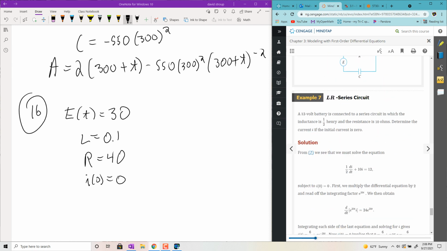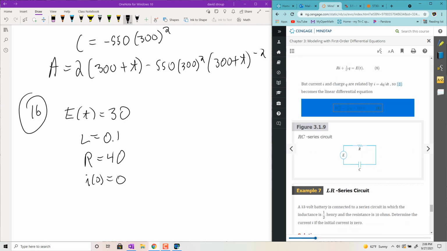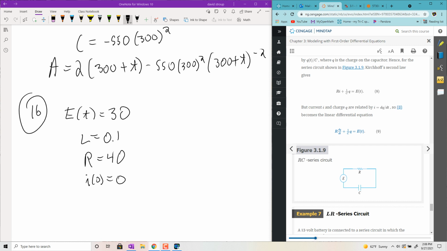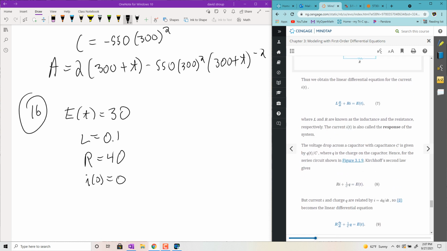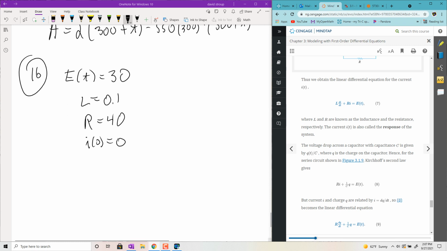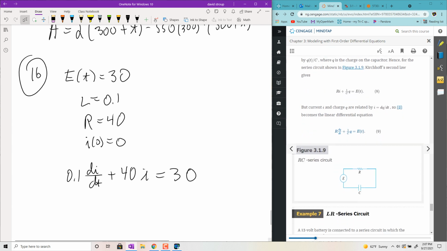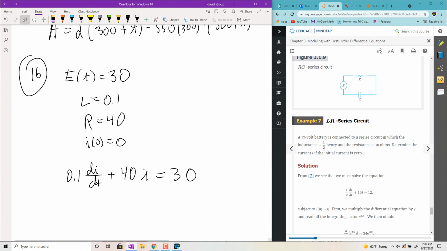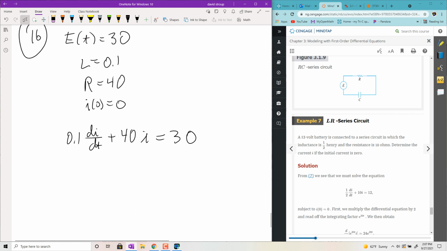Okay, so there's two formulas. There's this one, but that's in terms of resistance and capacitance. So we want the other equation. We want this guy right here. This L di over dt plus Ri. So L is 0.1, and then we have di over dt plus R is 40 times I, and then the 30 is the force that's being applied. And then we just solve that thing.